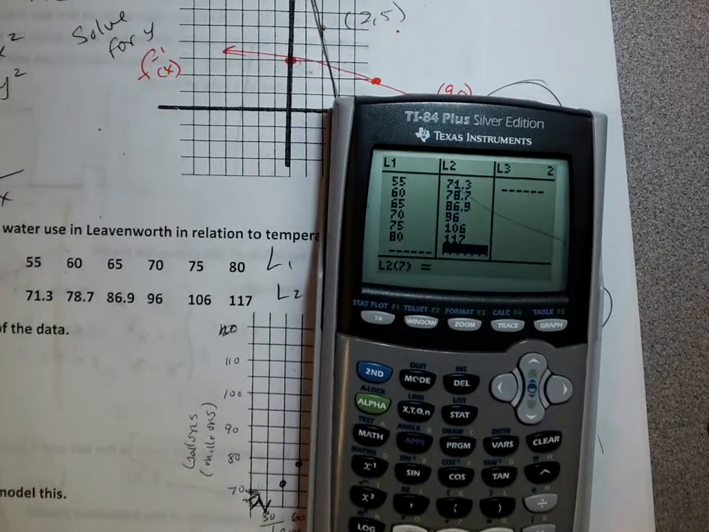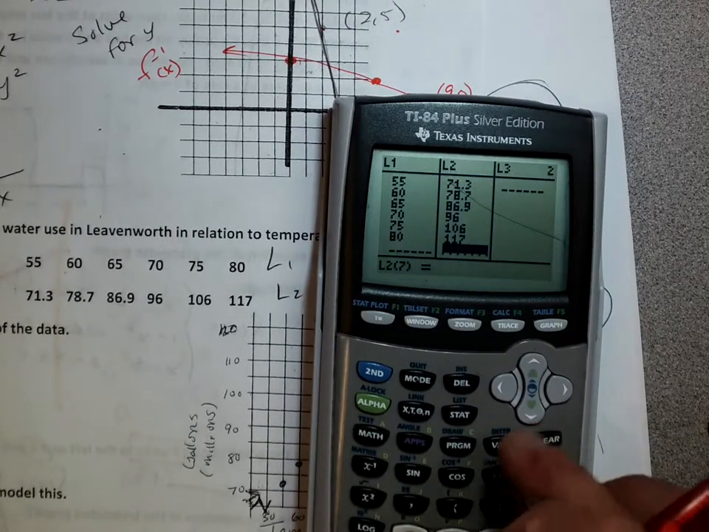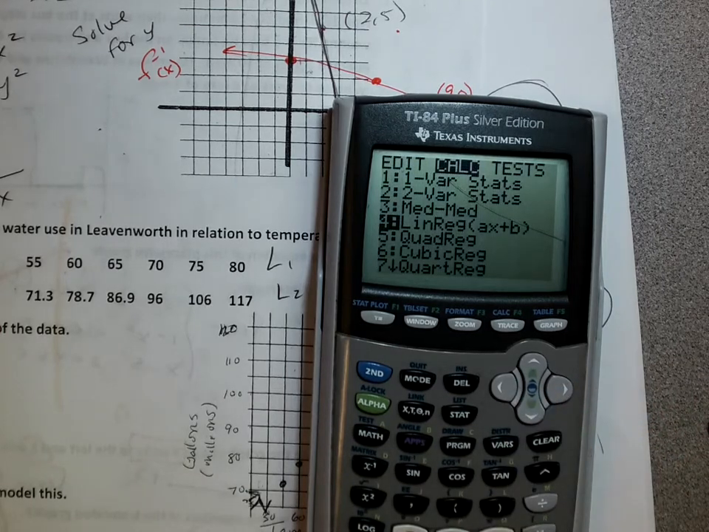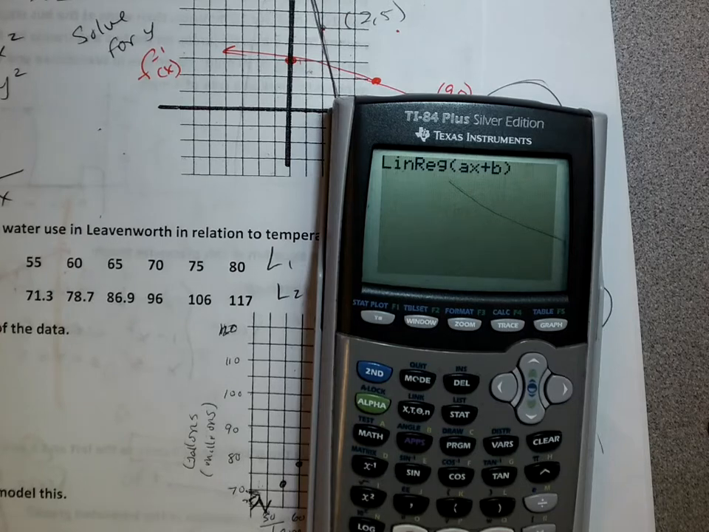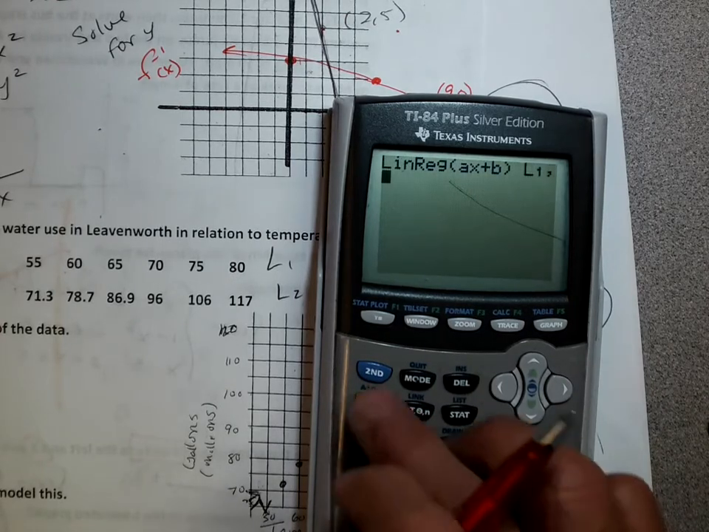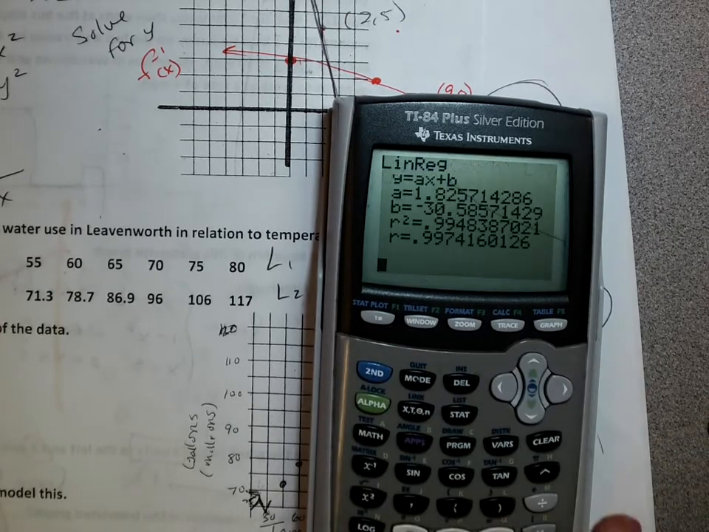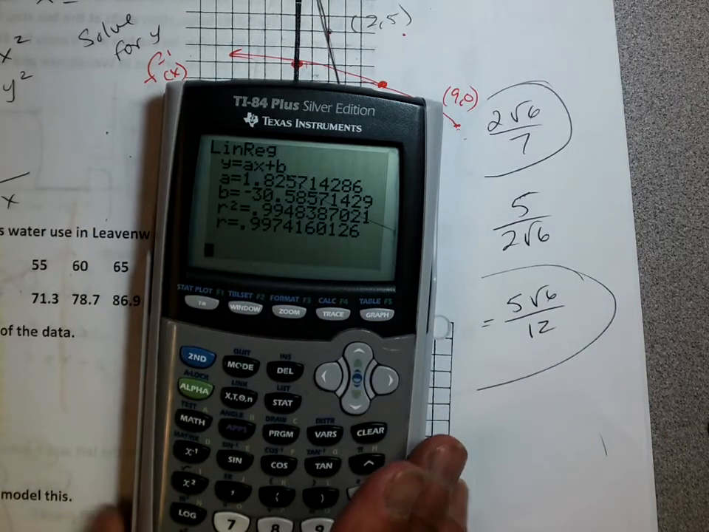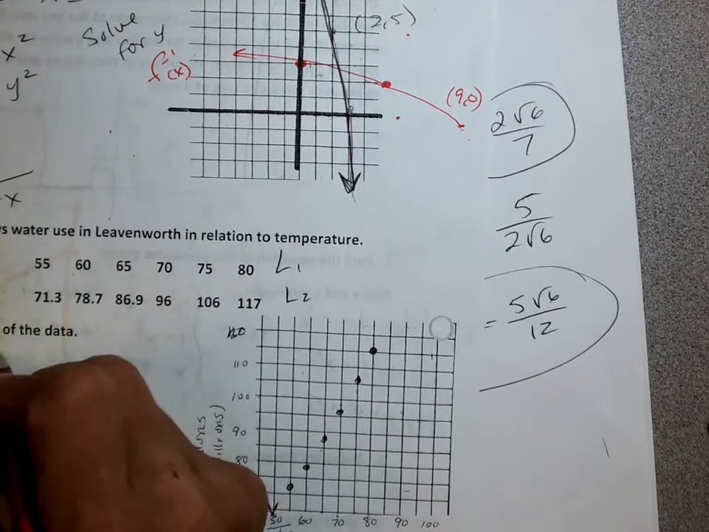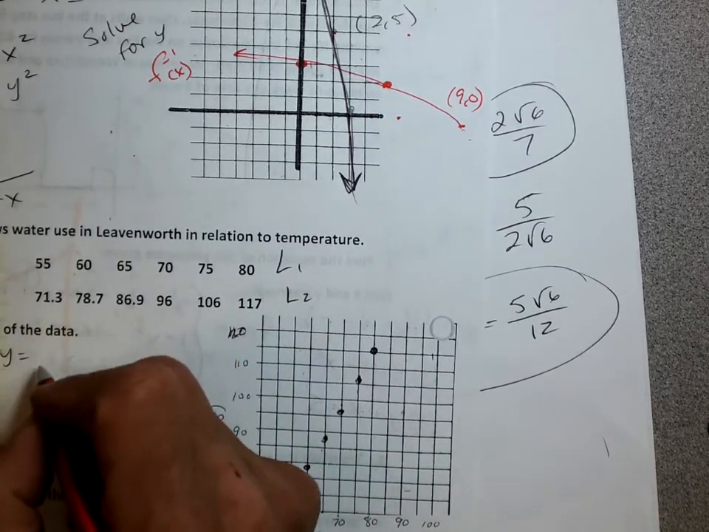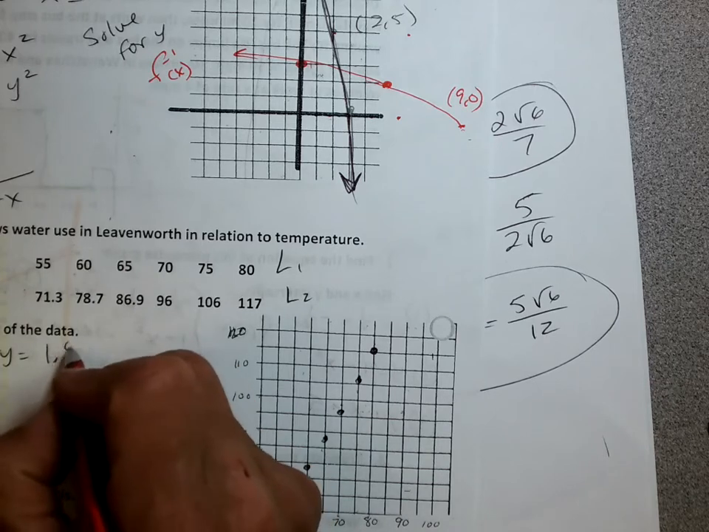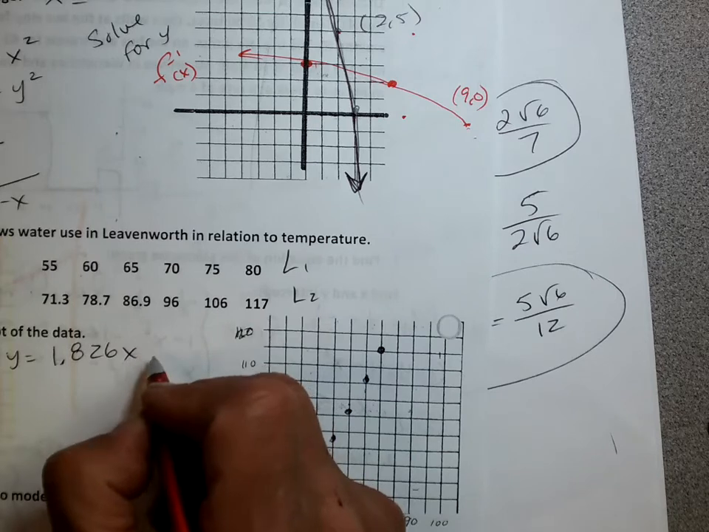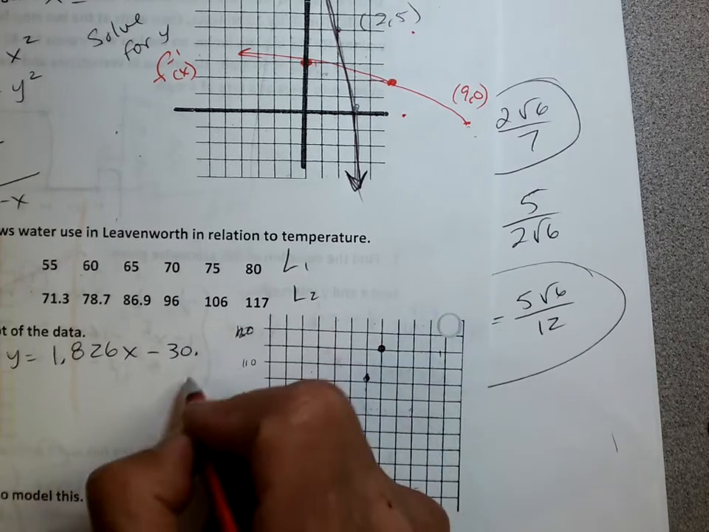I think it's linear, so I'm going to go to my stat, calculate. I think it's a linear regression. Sure looks straight to me, doesn't it? Right? Enter L1, comma, L2. And I get an answer. Yeah, I get an R of 99 point. Yeah, I got a good R. So linear, I'm going to say y is equal to 1.826x minus about 30.6. Okay.